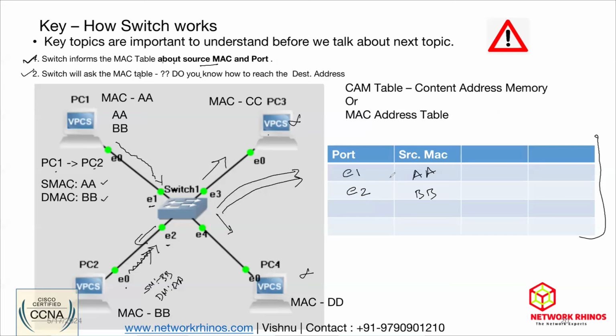Once I inform it, I will ask, hey, do you know how to reach the MAC address AA? Yes, it's on the E1 port. So the reply will be unicast. The reply will not be broadcast. It's like you called Arun. Arun heard that you are only calling him, so he will reply unicast, right? Again, he will not shout to everyone, hey, I'm Arun. The same happens here. So this MAC address table is gradually learned and processed.